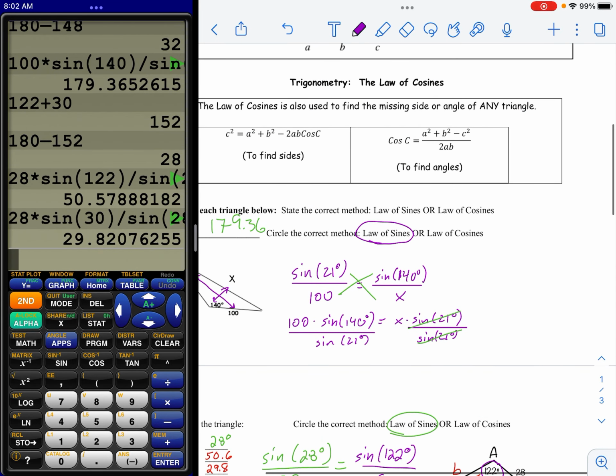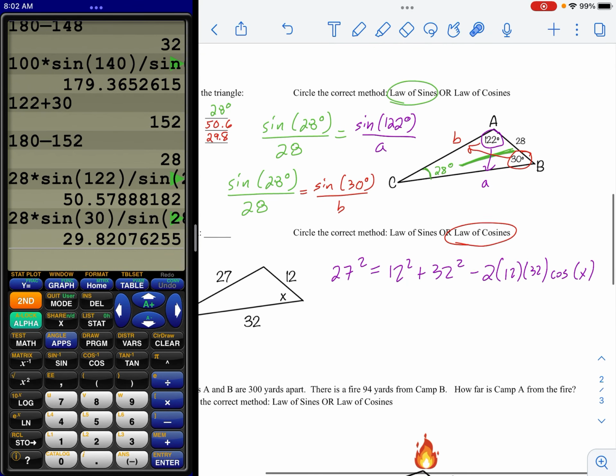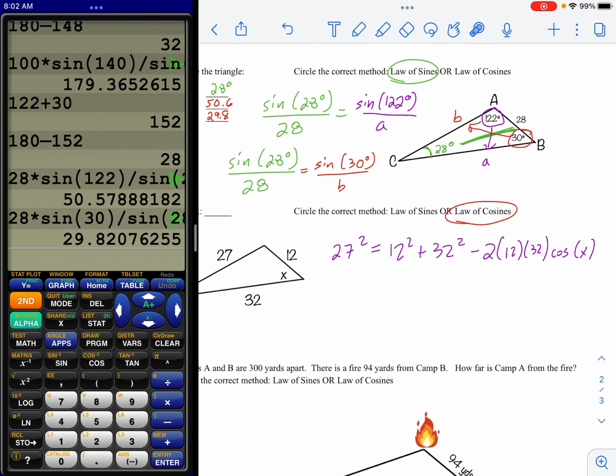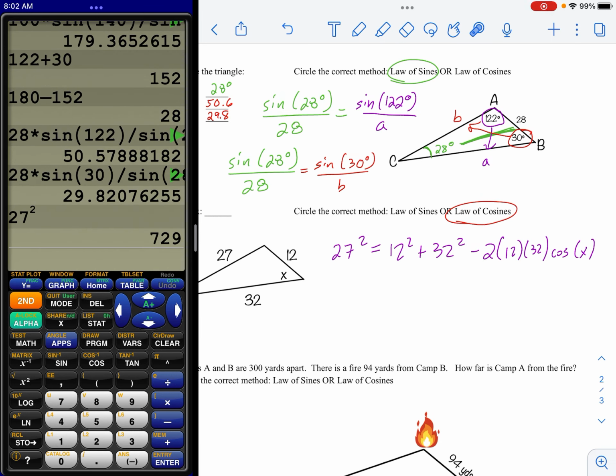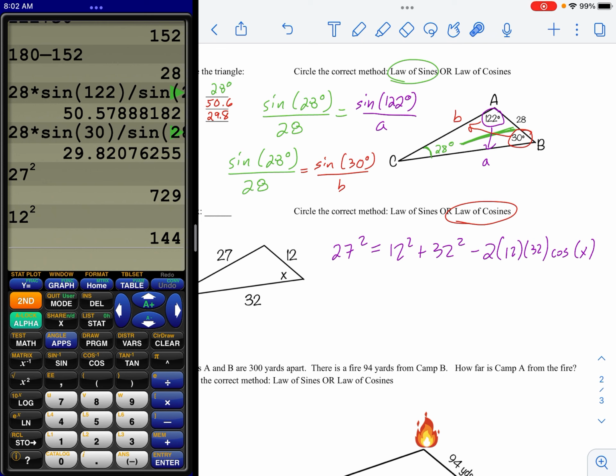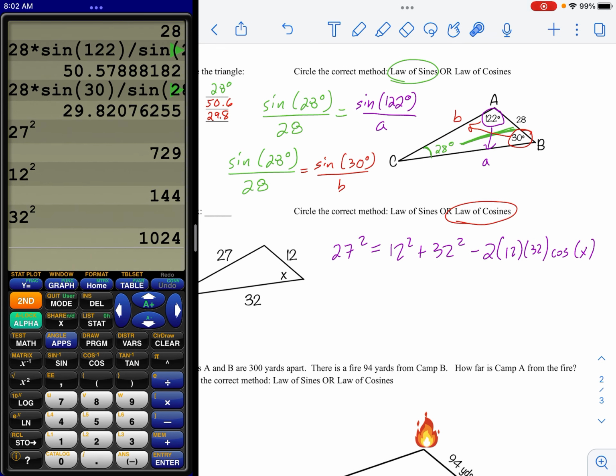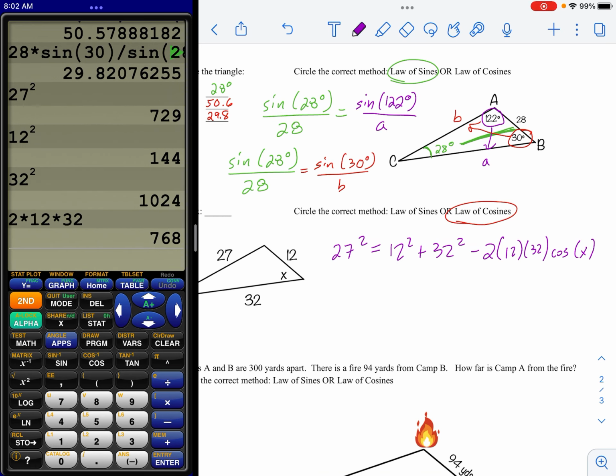Now, I do believe, depending on which teacher you had, one of them might have showed you this. You can also do this, which might be a little more direct. I've always done it this way, which might be the long way. Now you have to slowly start finding all of these things, and breaking it down. 2 times 12 times 32. So it's 729 equals 144 plus 1024 minus 768 cosine of x. Then I slowly am going to subtract that and subtract that.